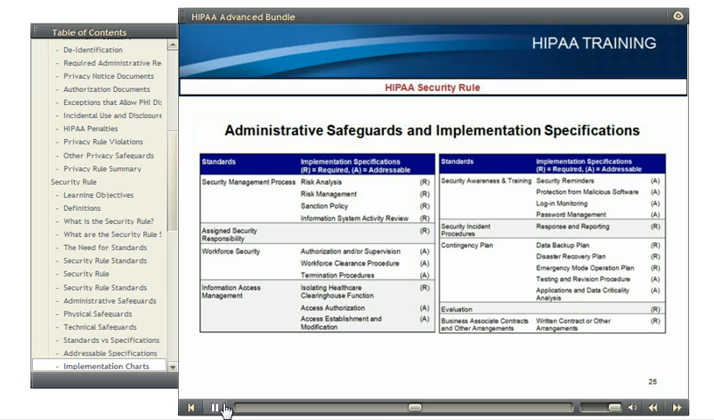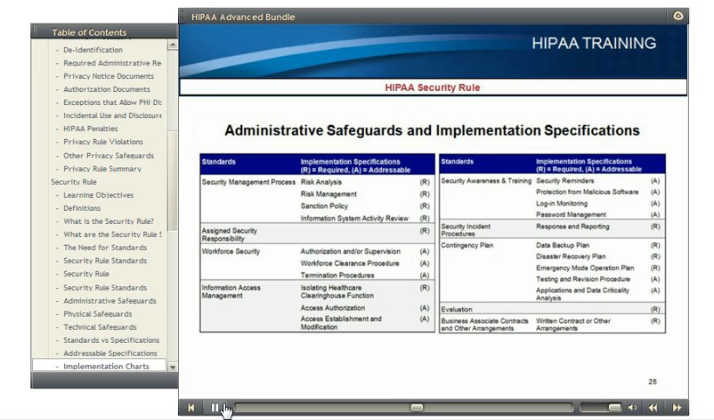Workforce security. Authorization and/or supervision. Addressable. Workforce clearance procedure. Addressable. Termination procedures. Addressable. Information access management. Isolating healthcare clearinghouse function. Required. Access authorization. Addressable. Access establishment and modification.